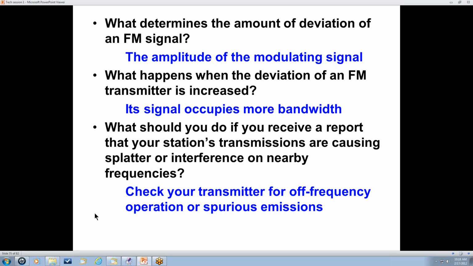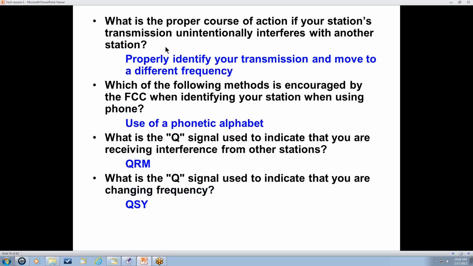What's the proper course of action if your station's transmission unintentionally interferes with another station? Correct thing to do is to properly identify your transmission and move to a different frequency.